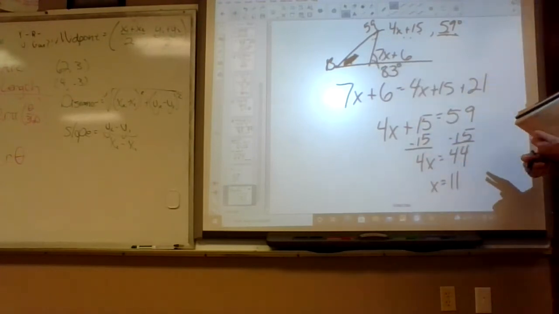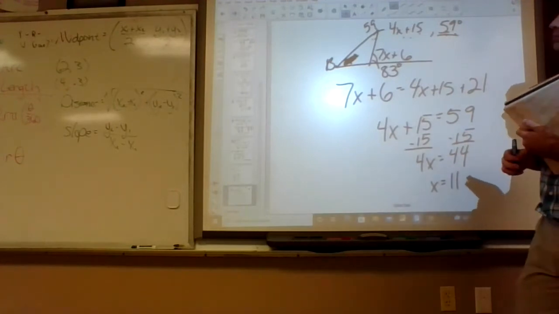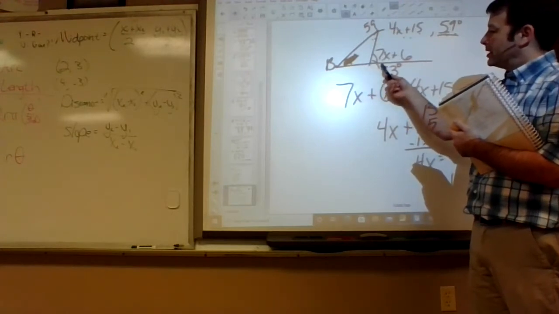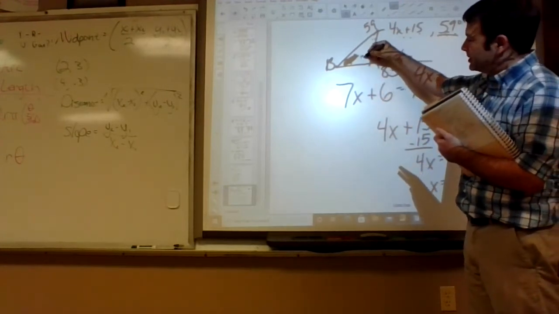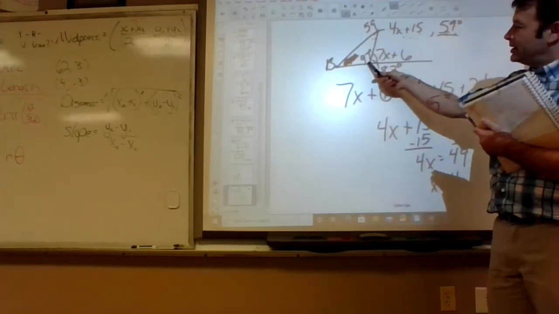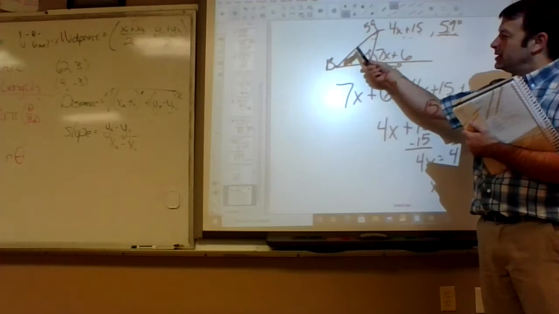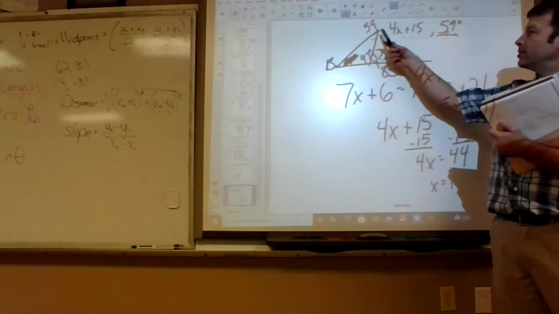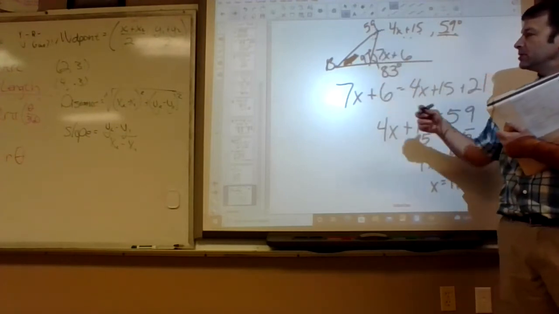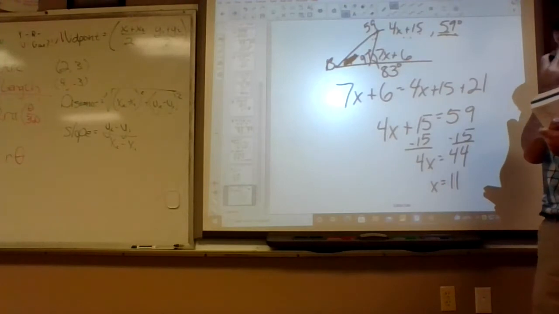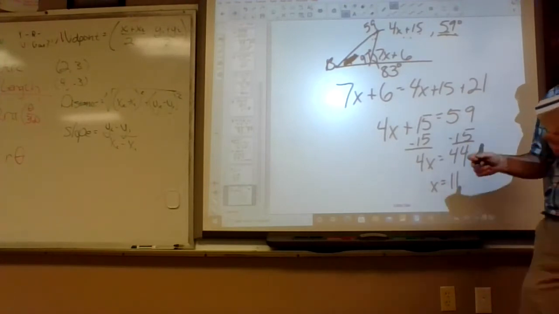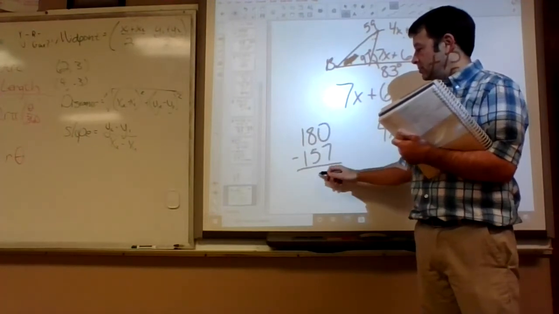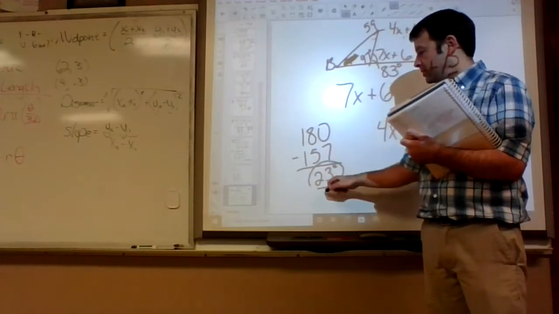So then that would mean that the interior angle is 97. Yeah, this would be 180 minus 83, right? Right here. So that would be 97. If this is 97 and this is 59, how do I find this angle? You add them together and subtract it from 180. 97 plus 59 is 157. 180 minus 157 is 23 degrees.